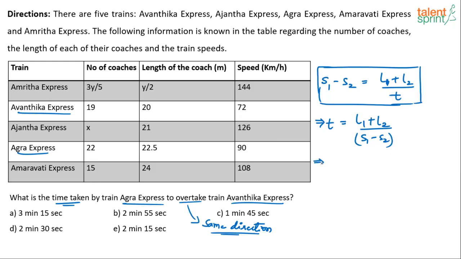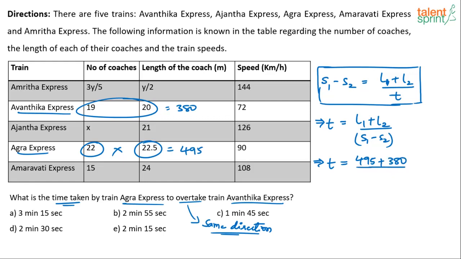So what will be the time? Length of the first train, let's say Agra. What is the length? 22 into 22.5. What is 22 into 22.5? 484 plus 11, 495. Length of the other train, Avantika, 19 into 20, which is 380. So basically it should be 495 plus 380 divided by the speeds. This is 90 into 5 by 18. I am converting this to meters per second. So that is 25 meters per second. 72 into 5 by 18, so this is 20 meters per second.